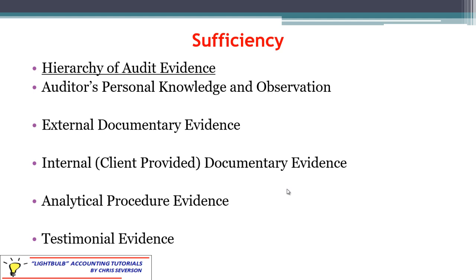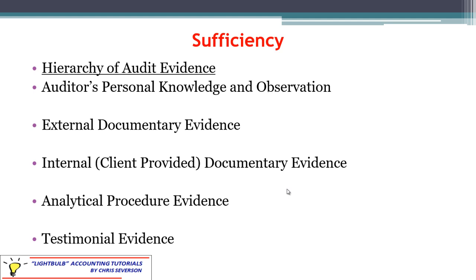Then we go further down and we get analytical procedure evidence. So this is us reviewing some relationships between some of the account balances. Does it make sense? The reason it carries a relatively low weight is that it doesn't really prove anything. It may give us some red flags to dig into more deeply, but it doesn't really prove anything.